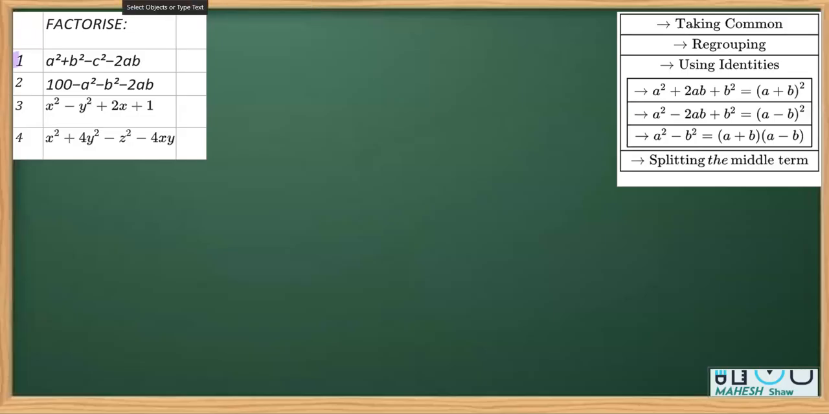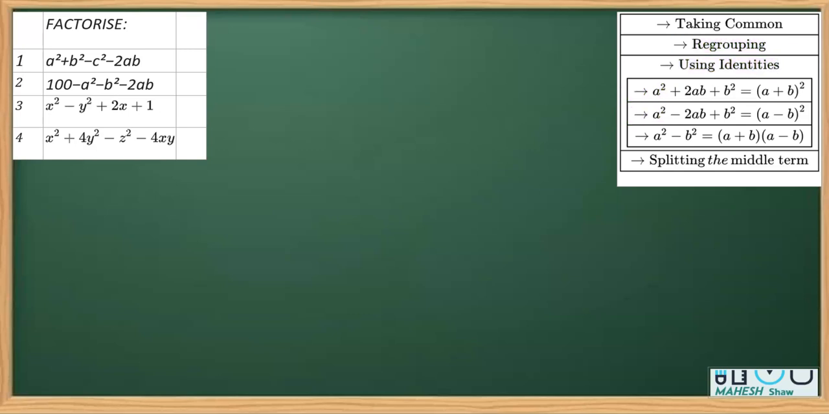In this video, I'll do 4 questions. These are 4 questions based on the method of factorization, and it actually involves two methods, that is regrouping as well as applying identities. We'll be applying one of these two identities as well as rearranging or regrouping.